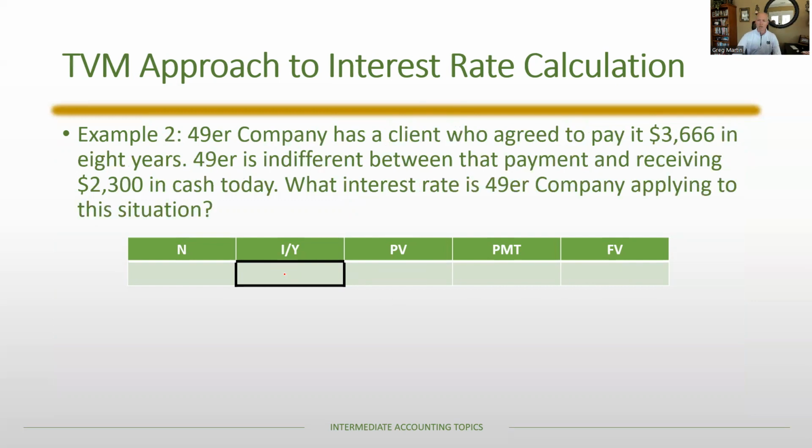And then for the other example that we just did, similarly, we know that the N is 8. We use a negative 2,300 and a positive 3,666, because I'm going to get paid $3,666. Again, the signs don't matter as long as they're opposite. If they aren't, let's say you did negative here and negative there, it will give you an error. And so if you get an error, it's probably that your signs were messed up. But when we do that, we put in all the information in the other 4 buttons, and then we solve for the I/Y of 6.